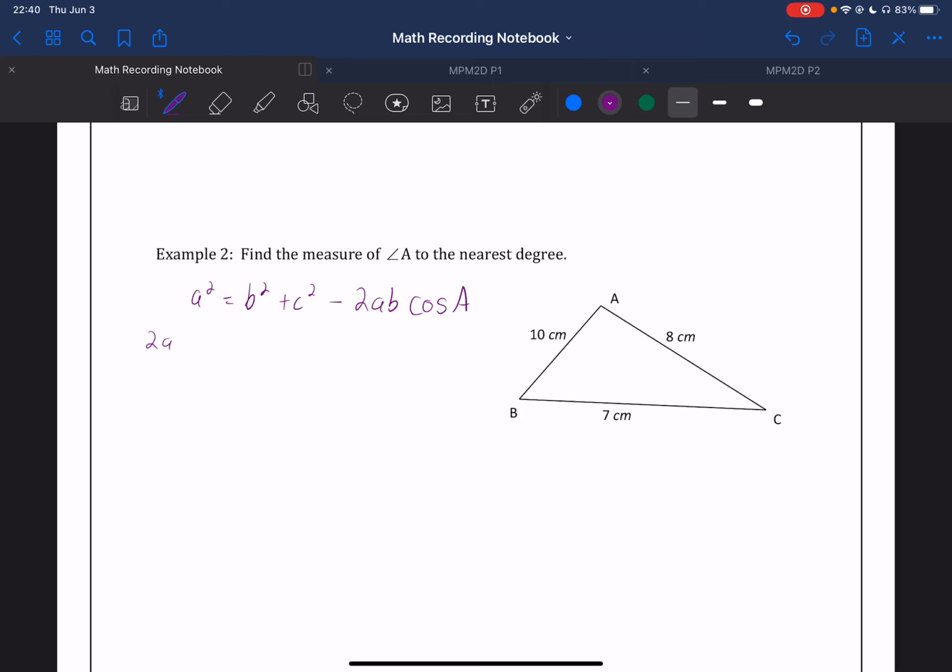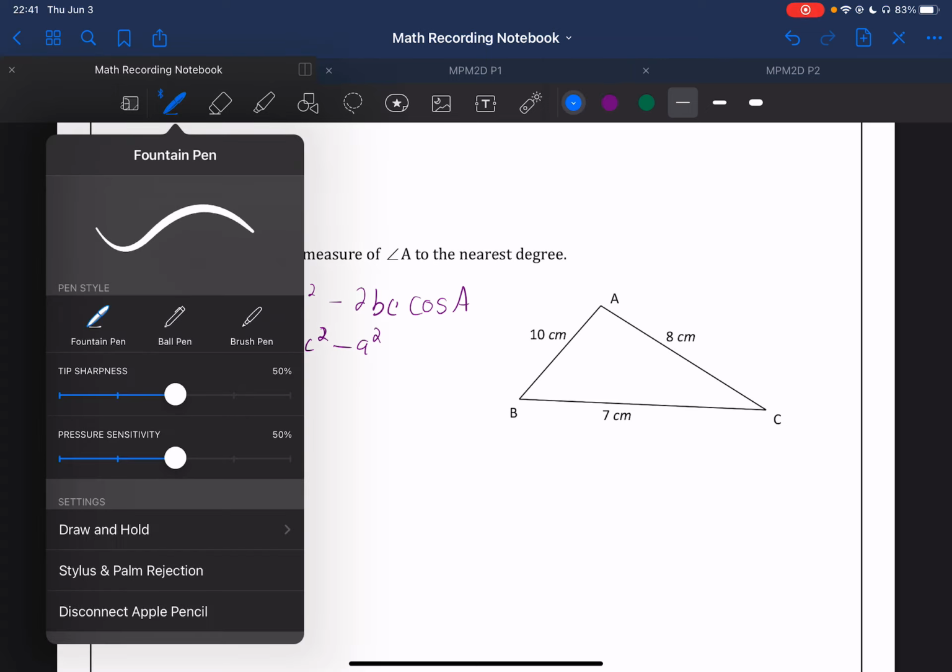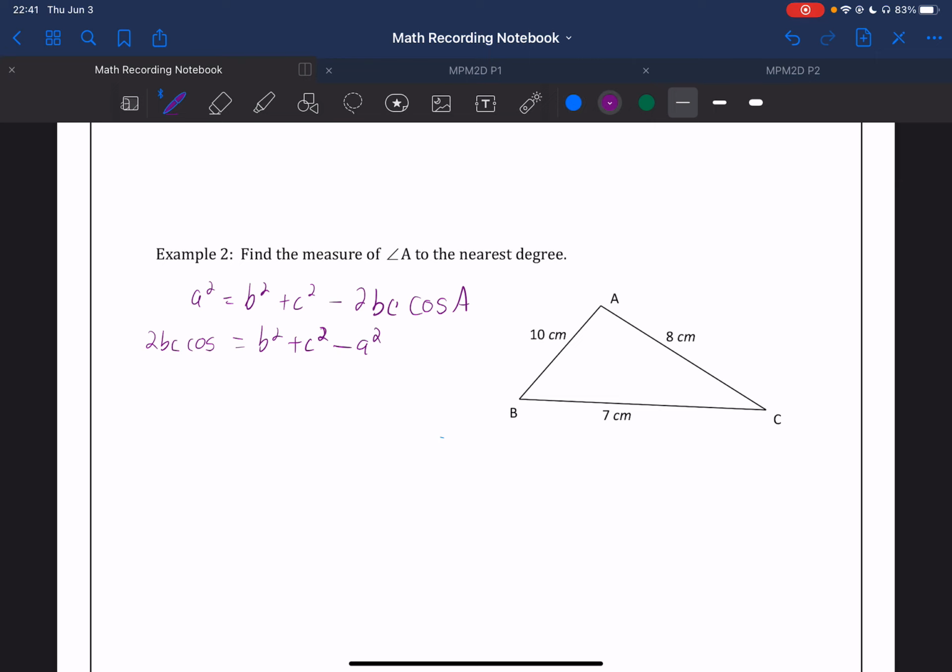So we get 2AB cos, maybe that's not A, that should be a C. My apologies, let me just fix that here. 2BC cos A equals B squared plus C squared minus A squared. At this point, what we want to do is get this 2BC away from the cos A, so we can have cos A all by itself.